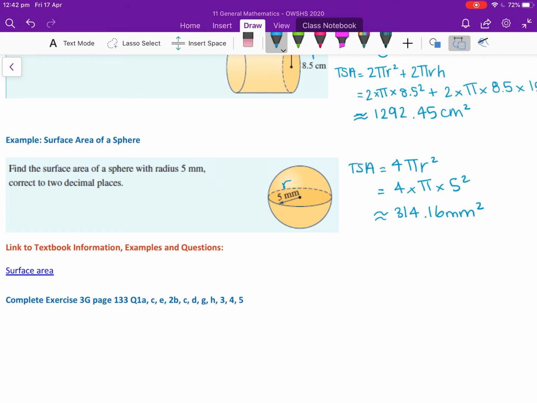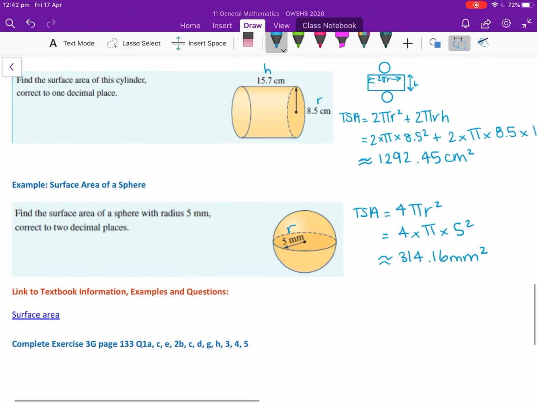And yeah, so that's pretty much it, guys. The only thing you'll find is obviously we were given the radius for those last two examples, so we may need to work out the radius. If we're given the diameter, we'll have to halve it. Okay, so that's the only difference.